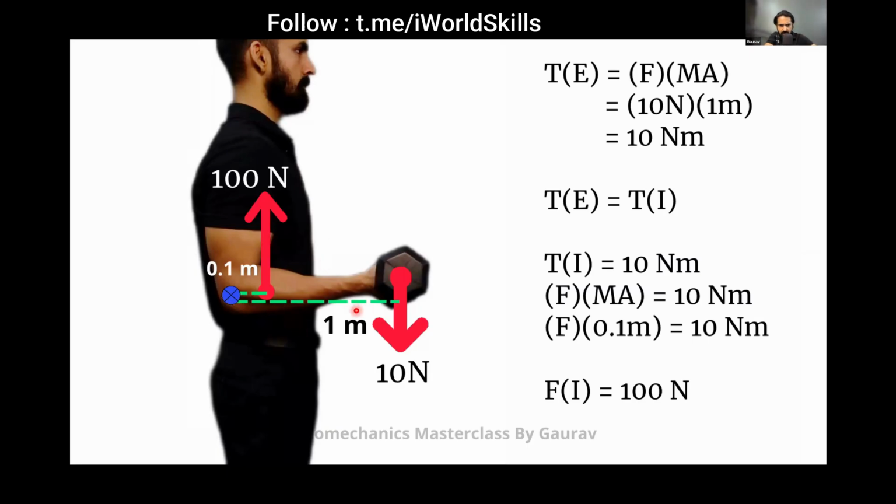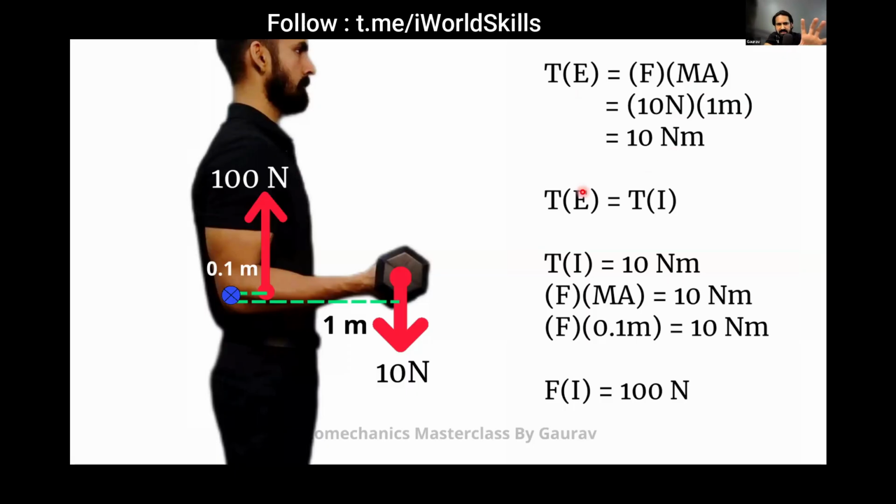This is your external moment arm that I've considered to be 1 meter just to keep our calculation simple. This is our internal moment arm that I've considered to be 0.1 meter, correct? Now look at the top right hand corner. Follow me. Don't look at everything all at once. Your external torque, TE, is equal to force multiplied by moment arm. What is the external force? 10 Newton. What is the external moment arm? 1 meter. What is the external torque? 10 multiplied by 1 meter gives you 10 Newton meter of external torque.